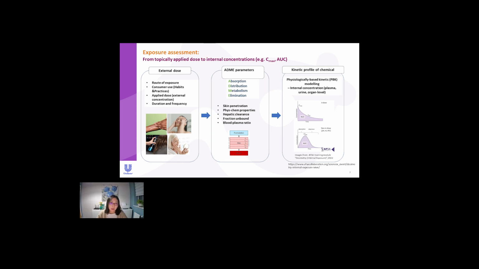When it comes to exposure assessment, from topically applied dose to internal concentrations like plasma or tissue Cmax or AUC, there are three blocks that we always consider, starting from external exposure modeling, to ADME data generation and parameterization, to building a PBK model so we can make predictions on internal concentrations and to understand the kinetic profile of the chemical. I will go through these three blocks with you in my following slides.